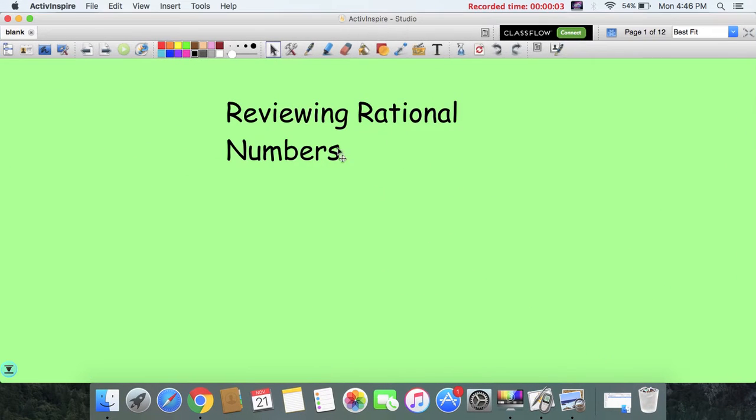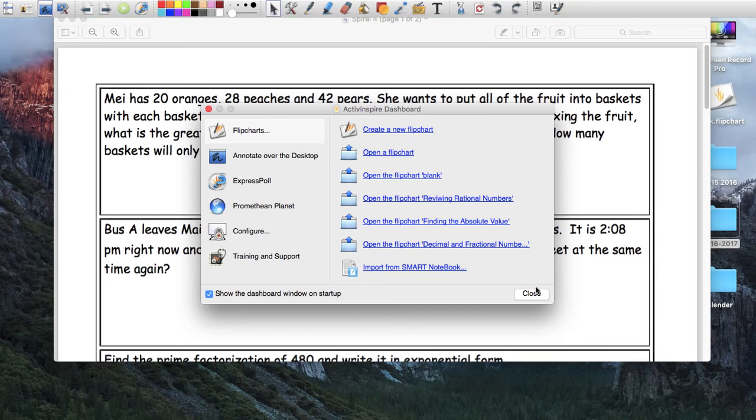So here we go, spiral 4. Let me just move this, close this.